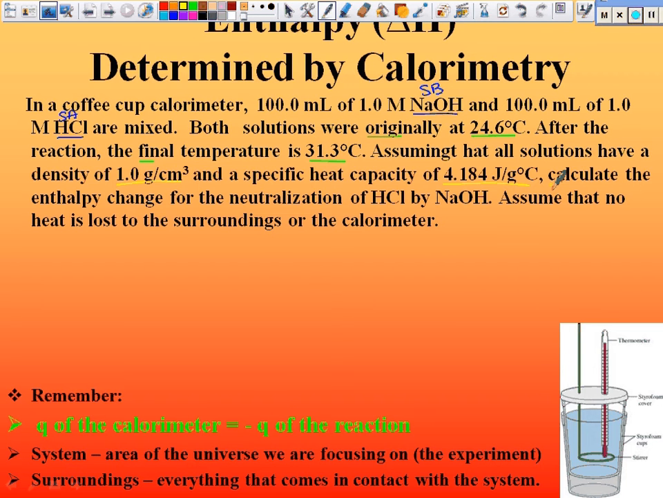Calculate the enthalpy change for the neutralization of HCl by NaOH. Assume that no heat is lost to the surroundings of the calorimeter. So let me ask you one thing. Read the question again. What is the question in this entire paragraph? Calculate the enthalpy change. What is enthalpy change? So they're asking you to calculate delta H. Do you agree? But the problem is they gave you specific heat, they gave you delta T, and they gave you some solution numbers. So what formula are you going to have to use?